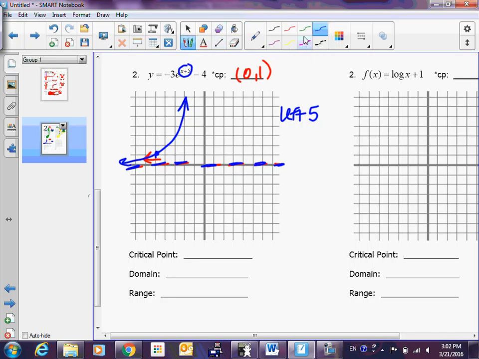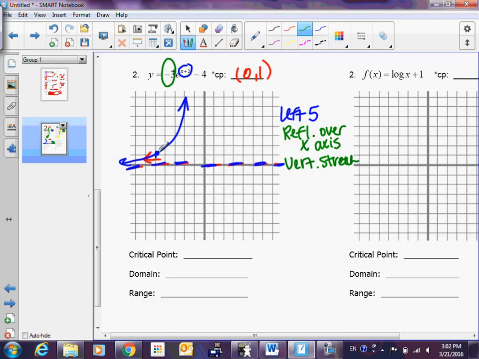Okay, the second thing is we deal with any numbers that we're multiplying by. And we're multiplying by -3. So we have a reflection. And do you remember where you reflect over? The x-axis. And then we also have a vertical stretch. Both of these are being caused by the 3, the negative and the 3.